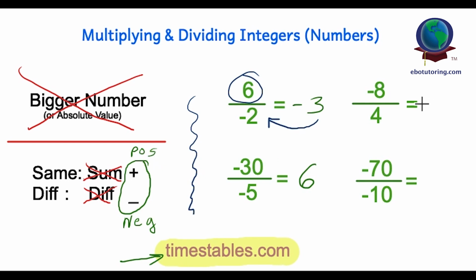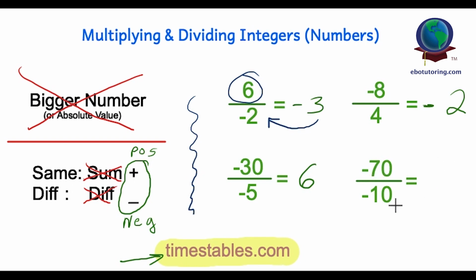All right. -8 divided by 4. Same or different signs? Different signs. So if they're different signs, what does that mean? Simple. Negative answer. And what is 8 divided by 4? Well, 2 times 4 is equal to 8, so it's -2. Got it. Okay, now we got the last one here.